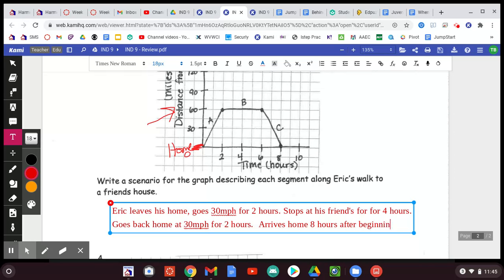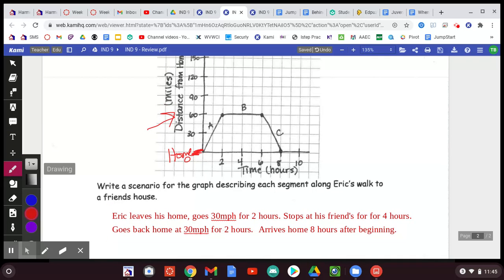So that's what it's asking you to do, is to write a scenario. You got to know where he's at B, that flat spot. Hey guys, it's not enough just to say he stops. Because they say he's going to his friend's house, you need to realize that B is his friend's house. And then he travels back home. And we know he goes back home because he goes back to ground 0 right here, which we've already established is home. What's weird about this?